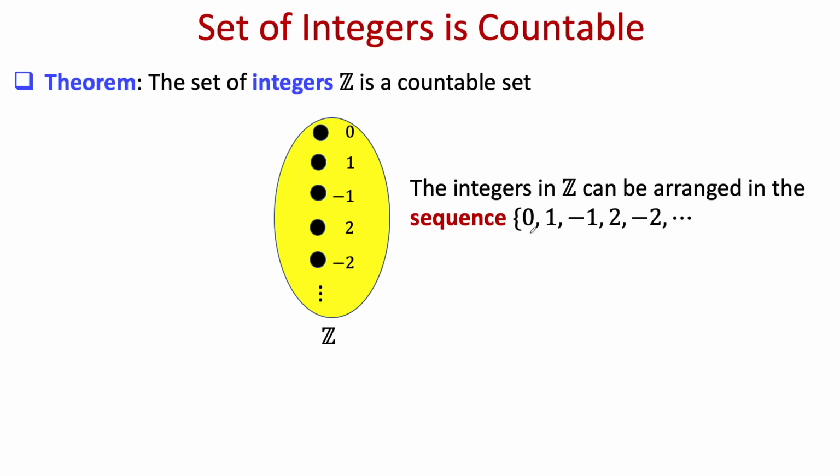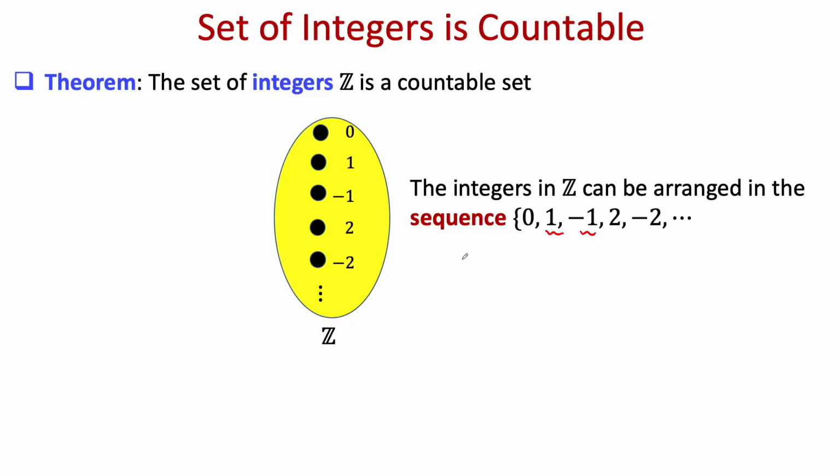My sequence here is the following. I start with 0 and then I alternately list down positive numbers, negative numbers, positive numbers, negative numbers, and then I gradually go along the number line both in the positive direction as well as in the negative direction. My claim is that this is a valid sequence in the sense you take any integer, either it will be positive or it will be negative, and it will appear somewhere in the way I am listing down the elements here.